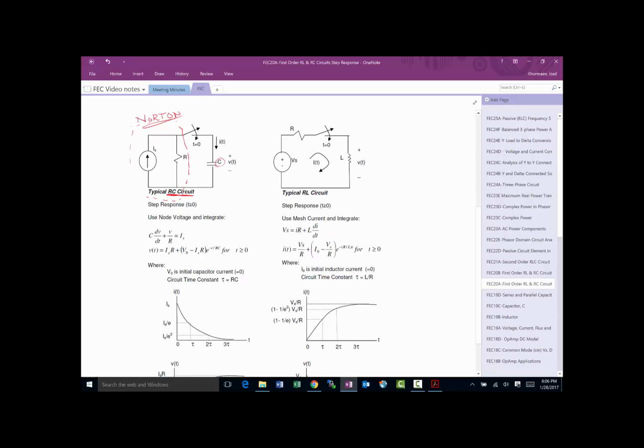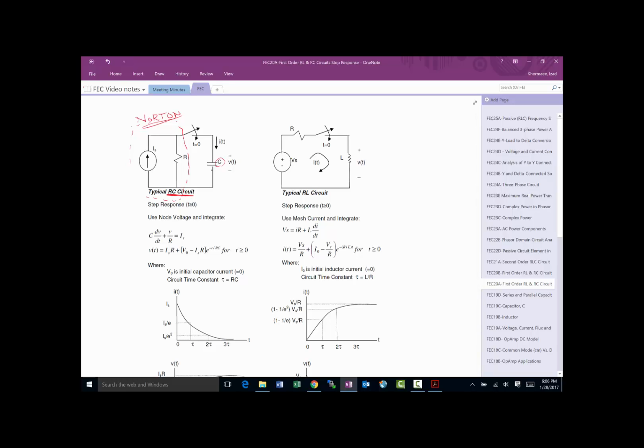Since we are interested in analyzing this circuit after time zero, we are interested in the step response after time zero. That means after time zero, when that switch is closed, now we've got a source in here, therefore it is a step response. That's how you know you've got a step response to evaluate.